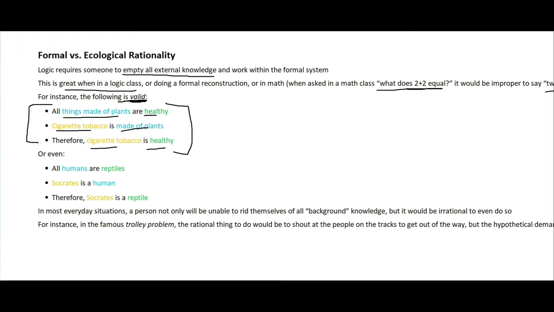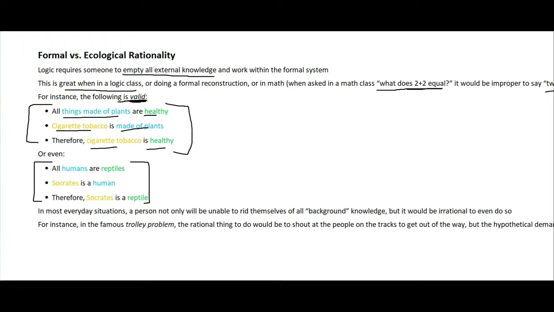It's an unsound syllogism, but it's a valid syllogism. Or even, all humans are reptiles. Socrates is human, therefore Socrates is a reptile. This is unsound, but it is a valid syllogism.